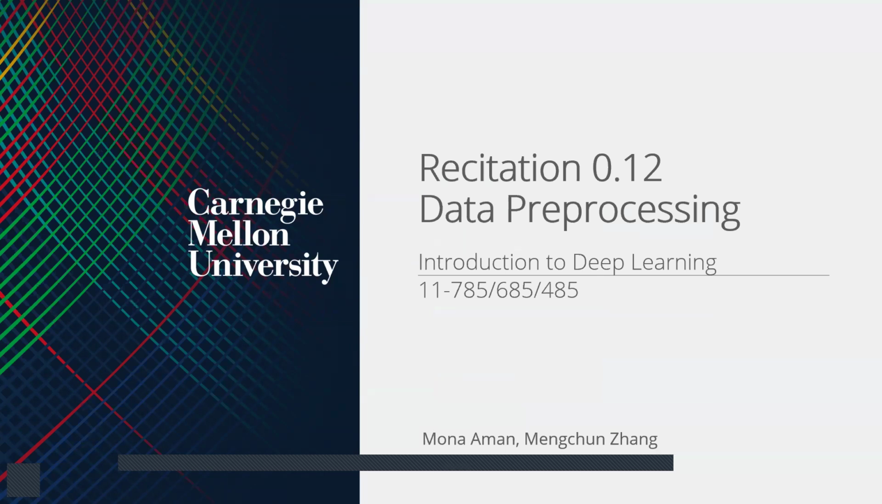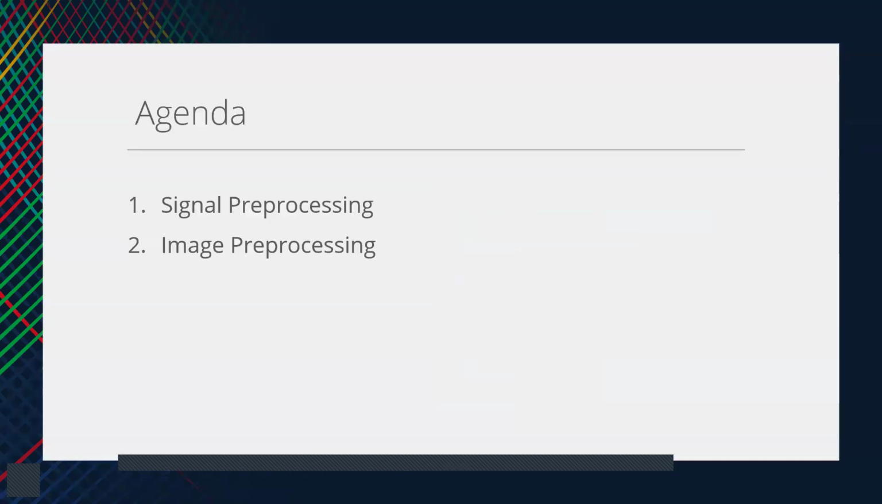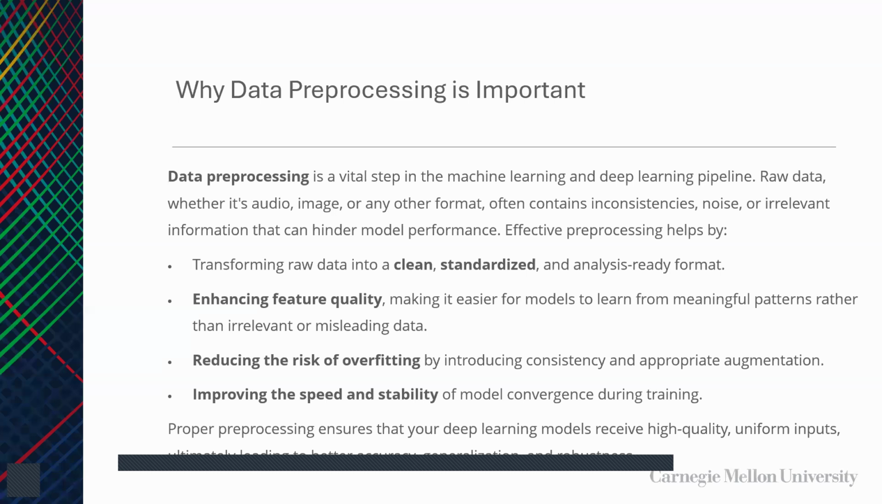In the previous video, we saw how data loaders and dataset classes are developed. So the next step is to know how to perform data preprocessing. Here we're going to see how to perform signal preprocessing and image preprocessing. So, why is it important? Why is data preprocessing important?